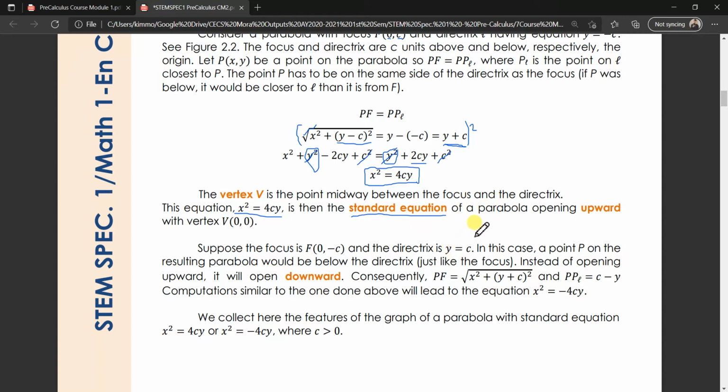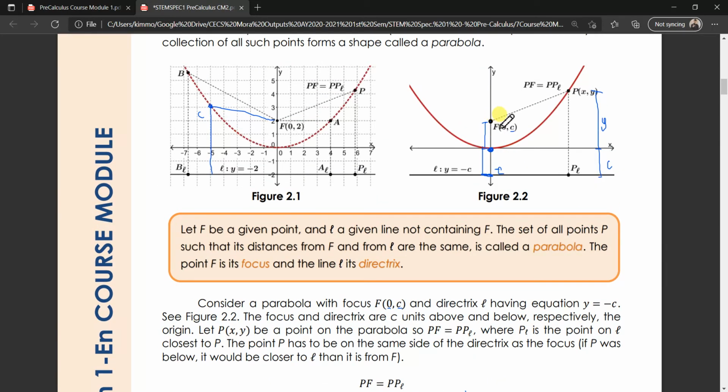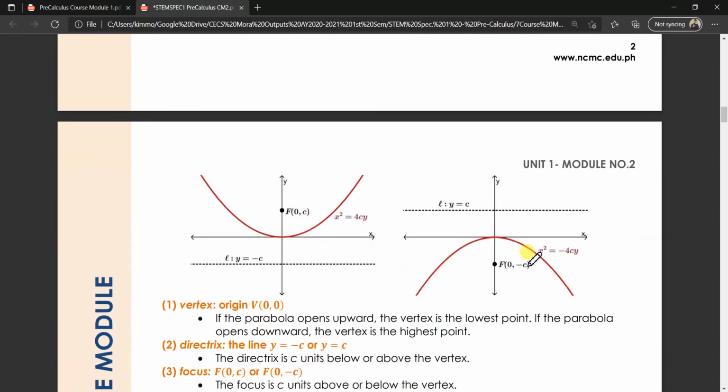So what if ang atong parabola kay nag-open siya downward? So ma-opposite lang ang value sa atong c diri. So instead of our focus is located at 0, c, naa siya diri sa ubos atong focus. Then atong directrix naa napud siya sa taas. Then our parabola will be opening downward. So para mas makita ninyo, this is the parabola opening upward. So we have the standard equation x squared is equal to 4cy, and this is the parabola opening downward. So this is the origin kani where the x and y intersect. So mao ni siya ang atong parabola opening downward.